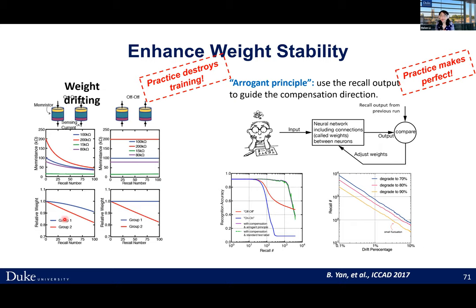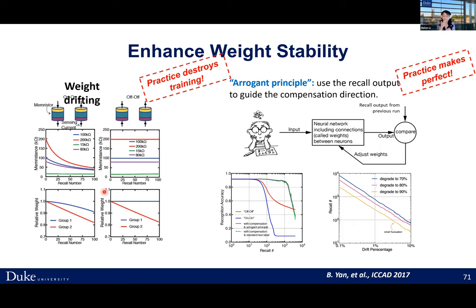The left figure shows that during the recall, during inference, the absolute resistance value of RRAM cells drifts. Since we apply voltage across the device, every time it results in a tiny resistance change, and accumulatively the overall resistance will then change dramatically. So even if we use the difference of two cells for one data representation, the difference also drifts and eventually causes the degradation of neural network accuracy.